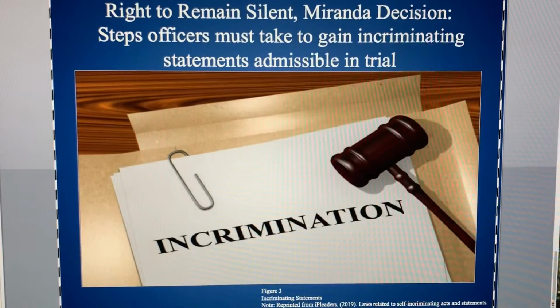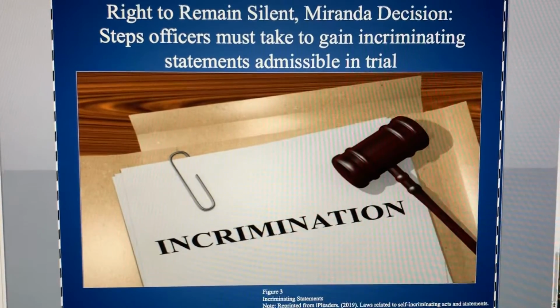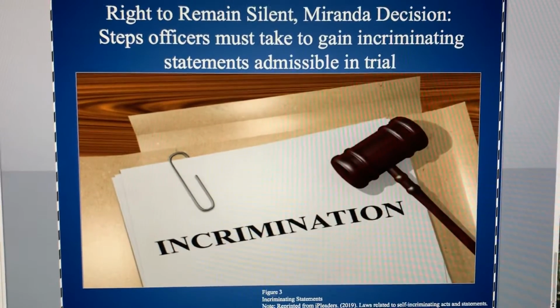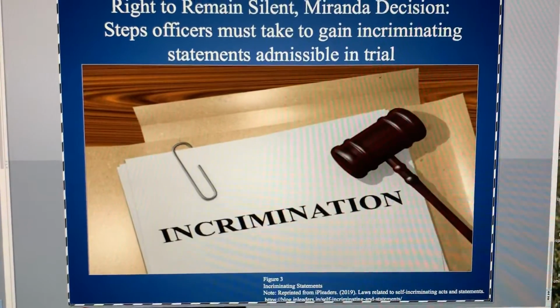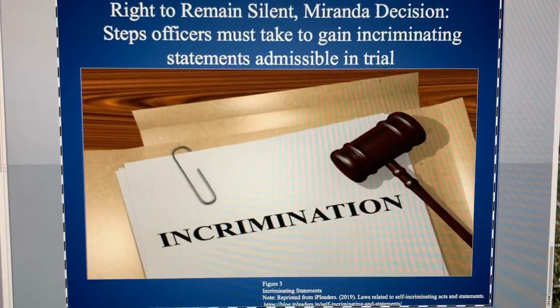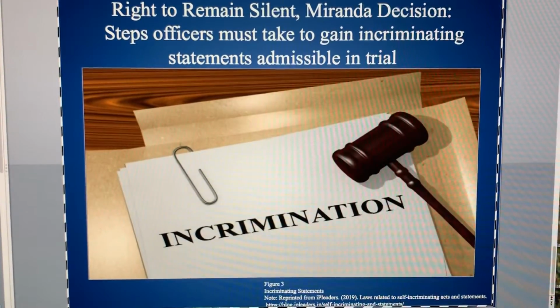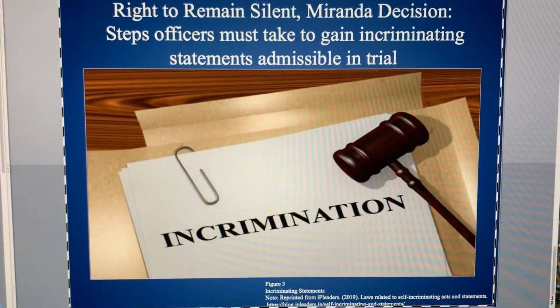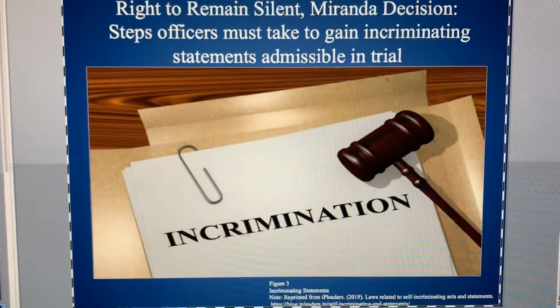Rights to remain silent, Miranda decision. Steps officers must take to gain incriminating statements admissible in court, in trial. The Miranda warnings originated in the U.S. Supreme Court ruling, Miranda v. Arizona, which set forth the following warnings and accompanying rights.